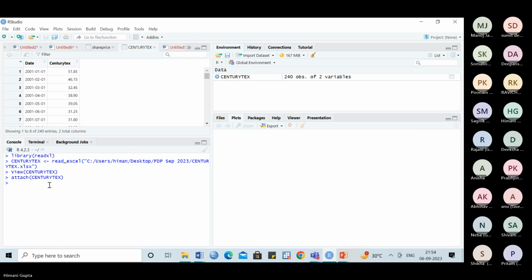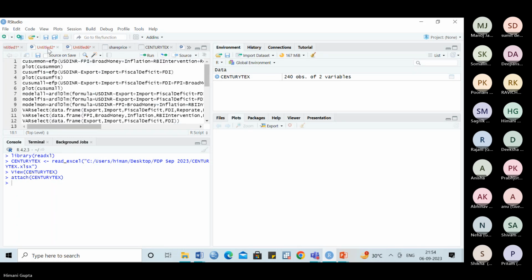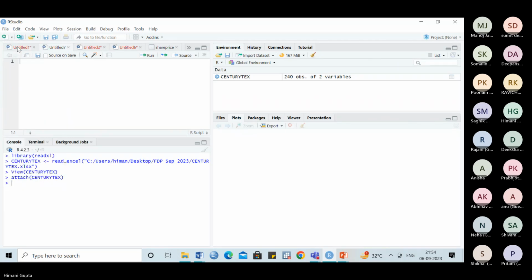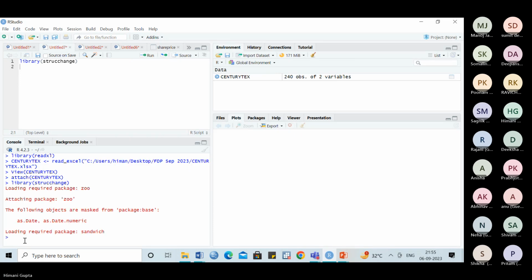Done? Everyone has done this? Yes, ma'am. Okay, so now the first thing is that you have to attach your file. I think everyone has attached the file. Now you have to load one package, that is strucchange. Just install this package, strucchange. So let me load it with library.